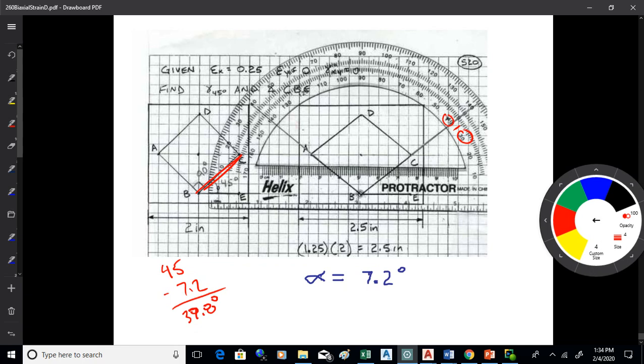So that's the meaning of this biaxial strain. It's showing you what's happening at different angles. That's the purpose of it. All right, so that's a little bit on the biaxial stuff.